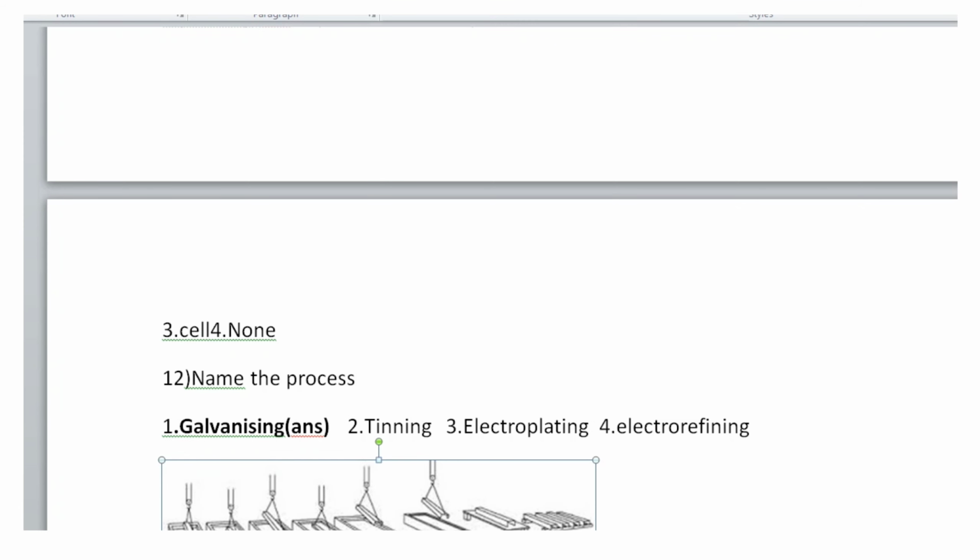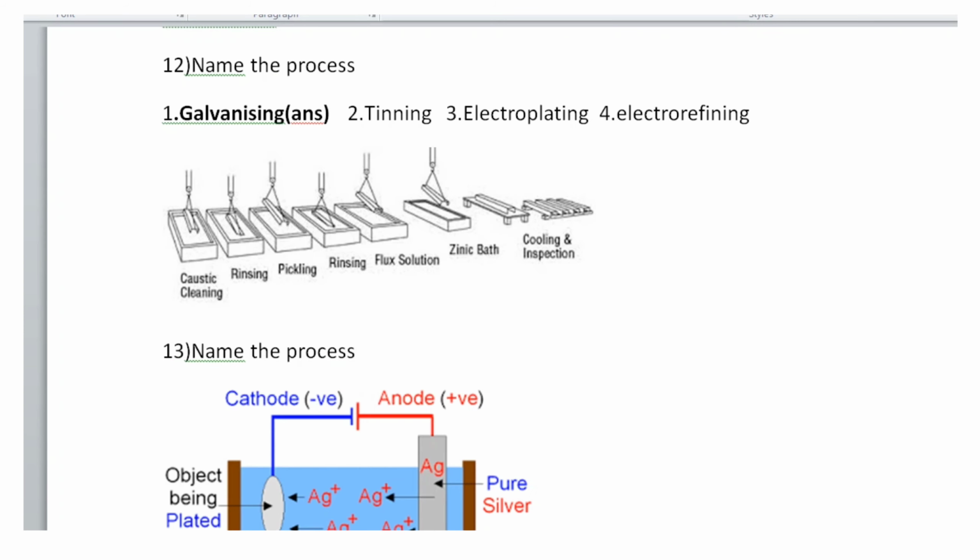Then name the process. In this diagram which process is there? This is the galvanizing process because a zinc bath is used here, therefore it is the galvanizing process.